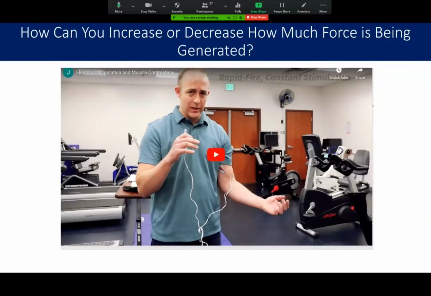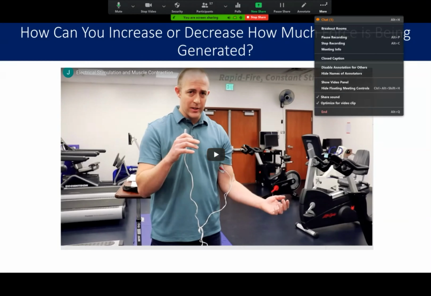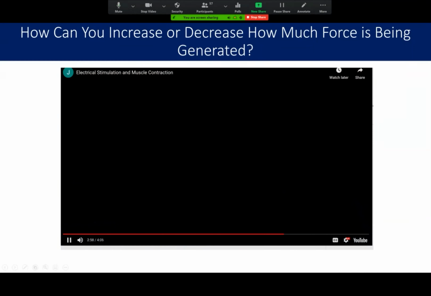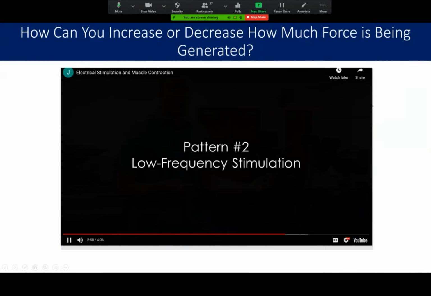And so what I want you to see, remember how we did the stimulation before. It was a constant stimulation, what you call a train. So on that first stimulation, it was going zap, zap, zap, zap, zap, zap, zap, zap really fast. Now I'm going to do a different one, and you'll see how the result is different.